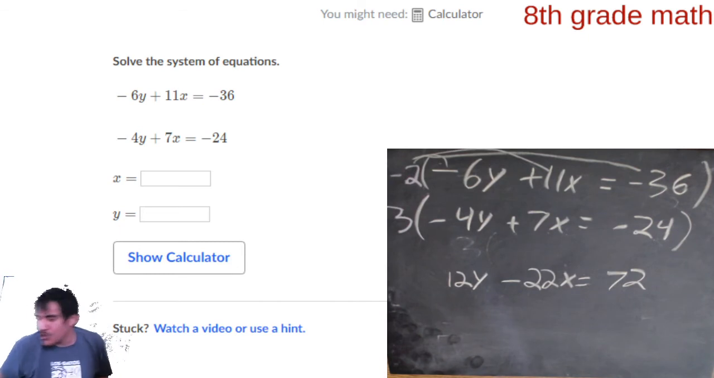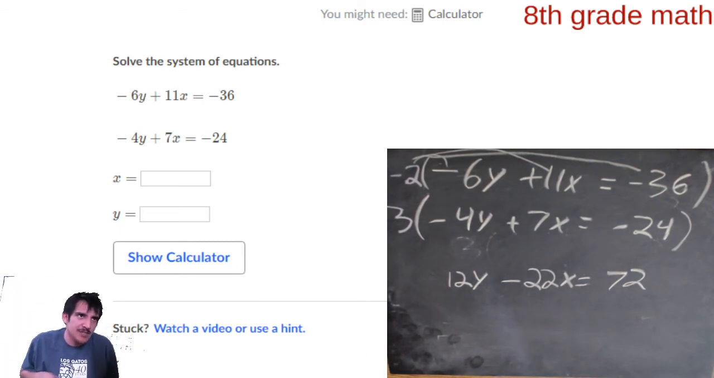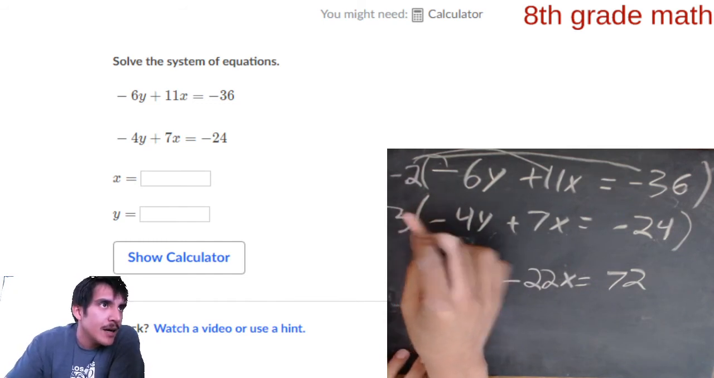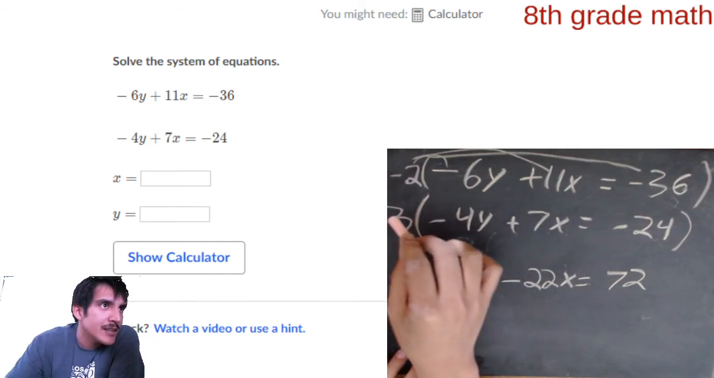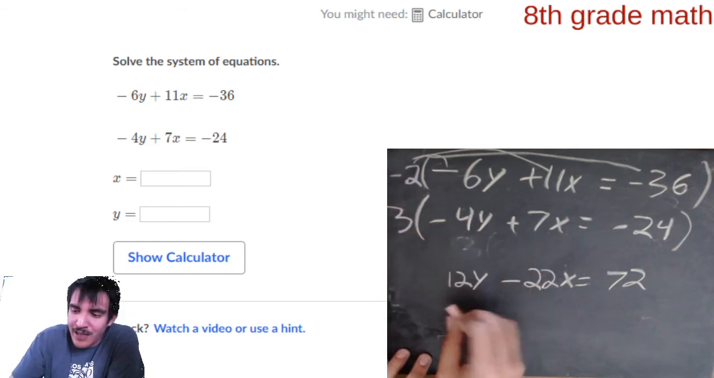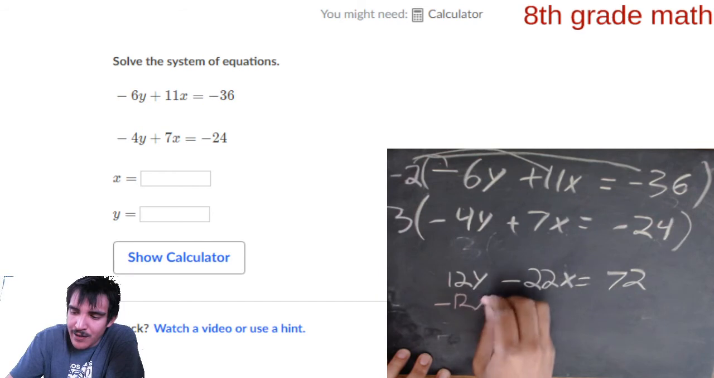So we just changed up the whole equation. That top equation just became this equation. But watch what happens now. Let's do the distributive property down here. Is that light? That is light. I thought that was chalk for a second. 3 times negative 4y, that's negative 12y.